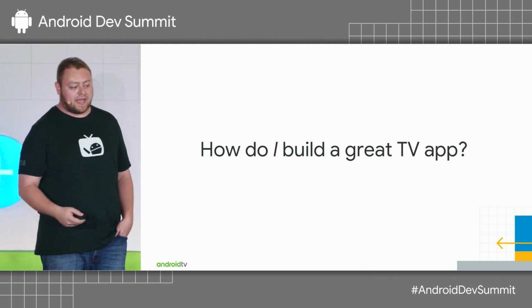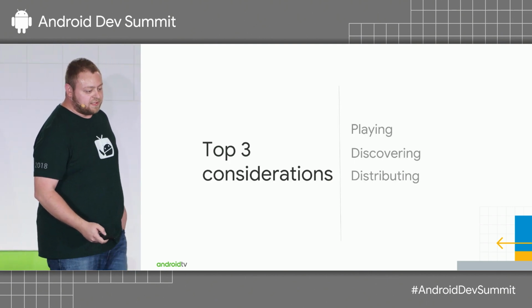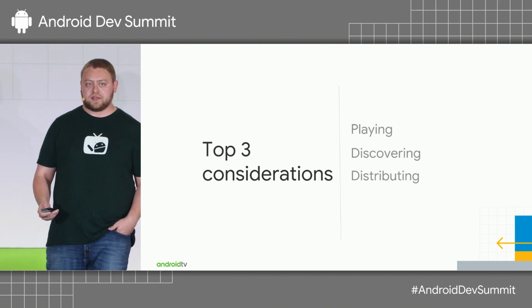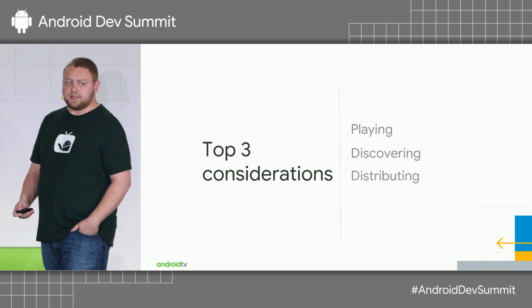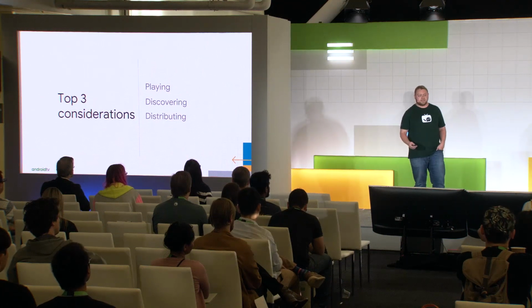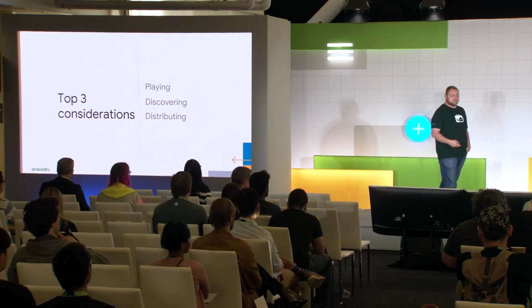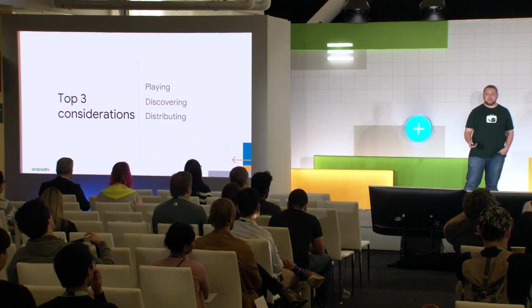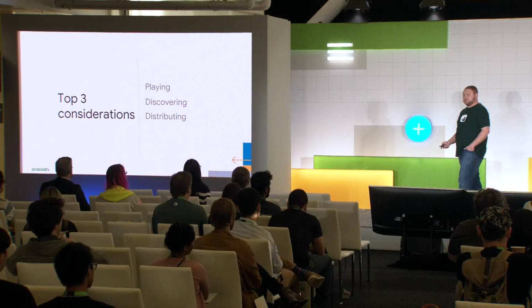So now let's talk about how to build a great TV app. There's really 3 things to think about. Playing, because content's important. Discovering, making sure they can see other content in your app easily. And distributing, making your content easy to find should be as easy as making your app easy to find.